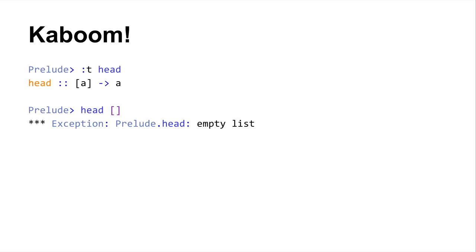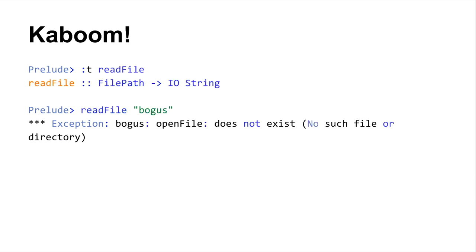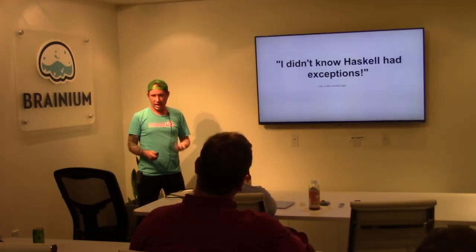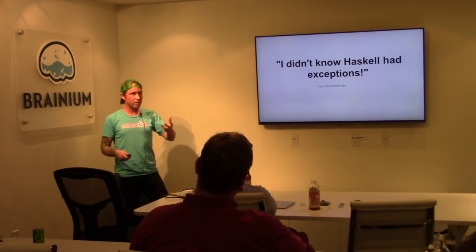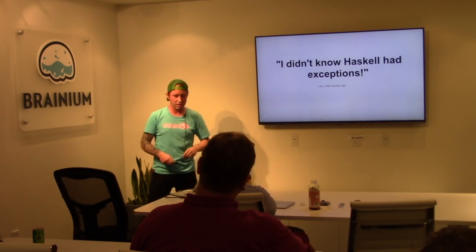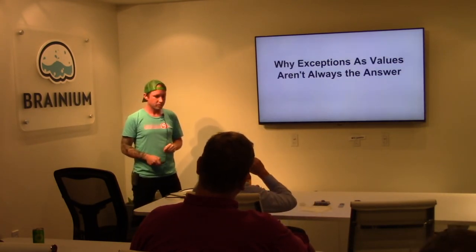And then you do things like apply head to an empty list, and you see some weird output in GHCi that says exception. You go, what? And then you divide 10 by 0, and you see something that says exception. You go, what? And then you try to read a file off the disk, and you give it some bogus path, and you see an exception, and you go, oh my God, I didn't even know Haskell had an exception system. I thought this notion of functional purity would mean I would never have to deal with this out-of-band way to signal failure.